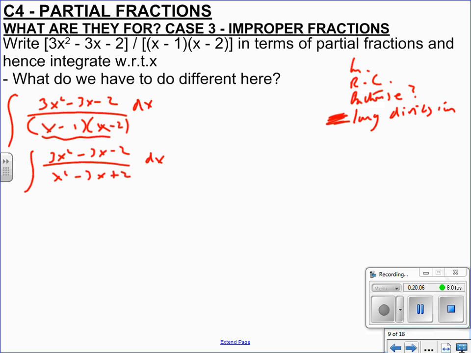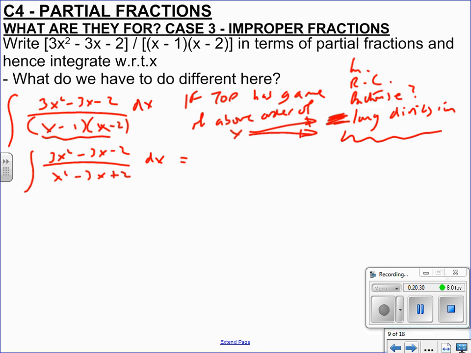The bottom and the top have the same order of x, don't they? This is x squared on top and bottom, so of course it's long division. So if the top, the numerator, has the same or above order of x, it's long division, and then partial fractions will be your tactic, okay? So if we quickly long divide this, remember this slick way, so x squared, take 3x plus 2.